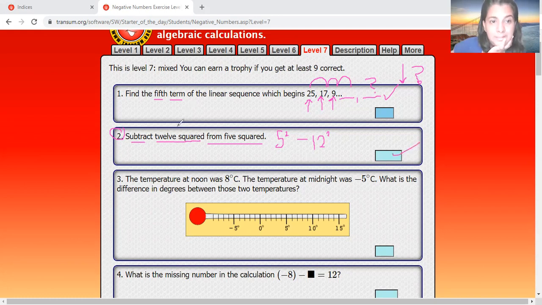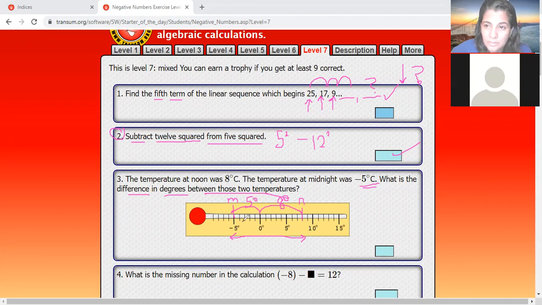Okay, good. Third, the temperature at noon was 8 degrees Celsius. 8 is somewhere here. The temperature at midnight was -5 degrees Celsius. -5 is here. So at noon, it was here, and at midnight, it was here. What is the difference in degrees between those two temperatures? They gave you a picture to help you. The difference is from here up to here. You see that? So this is +8. There are 8 degrees Celsius here, and there's also 5 degrees Celsius on the negative side.